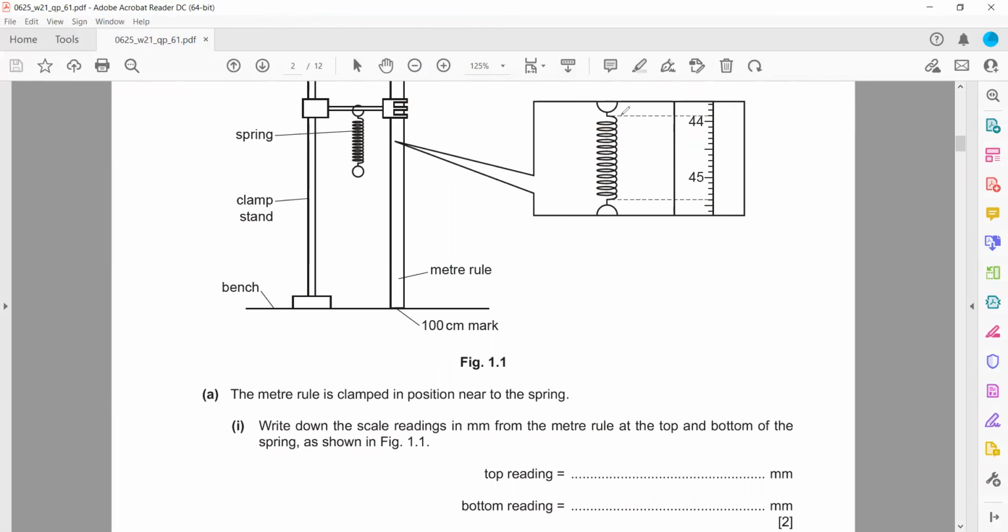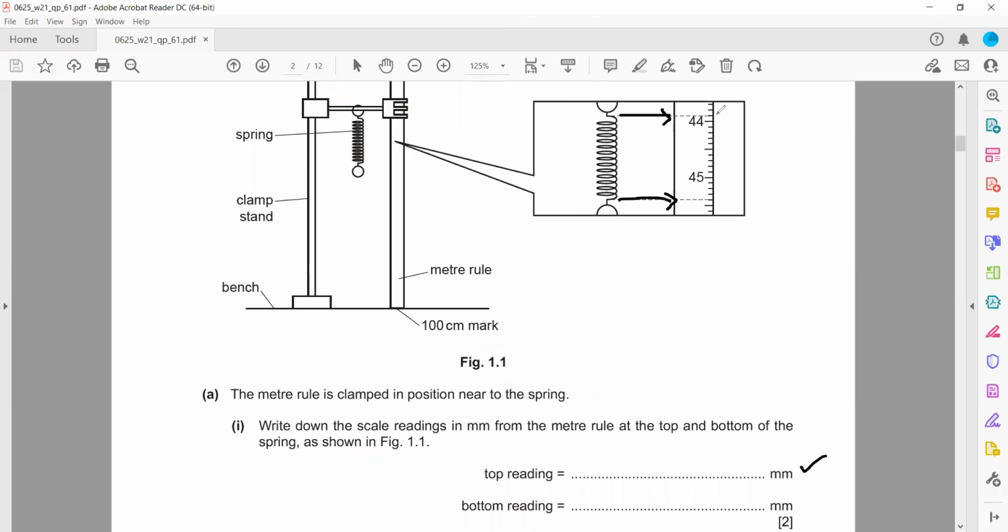What is the top reading? And what is the bottom reading? What is the top reading here in millimeter? This is in centimeter. We will multiply by 10 to convert into millimeter. So what is this reading? The first mark. This is 44. This is 44.1, 44.2. So before 44, what will be the reading? It will be 43.9, and that is actually in centimeter.